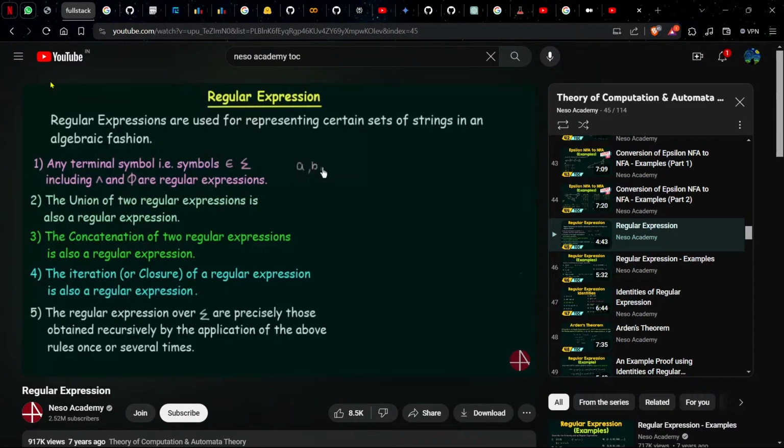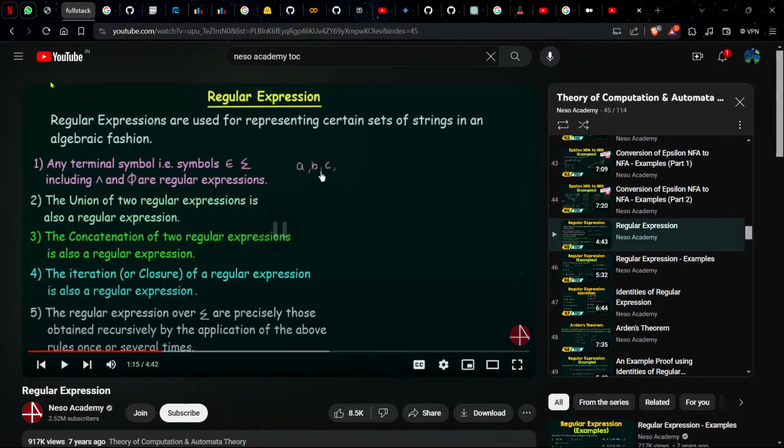So till now we have seen many symbols like a, b, c, and so on, which we use for representing the inputs and outputs. So all these symbols, known as terminal symbols, including the empty and the null symbols, are all regular expressions. So that is what the first point says.